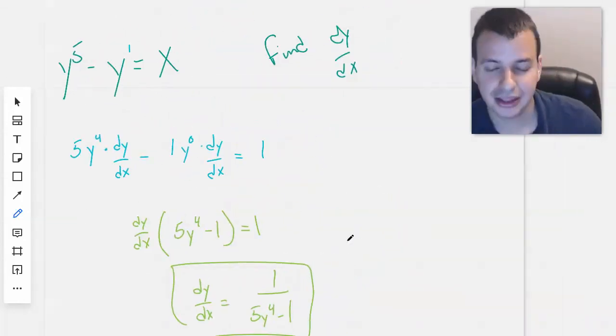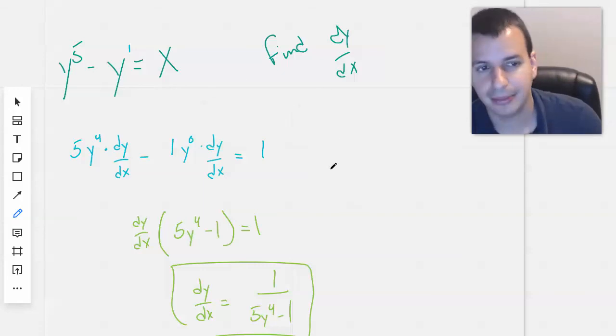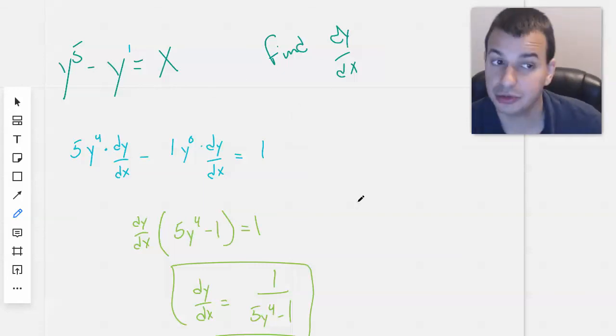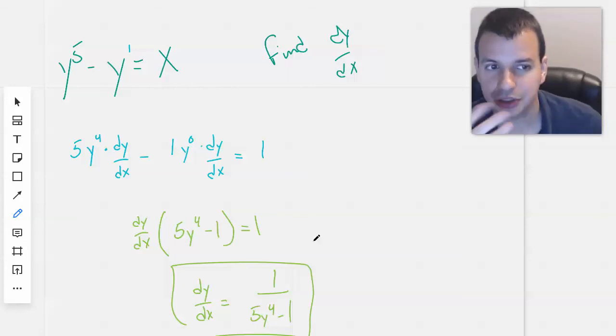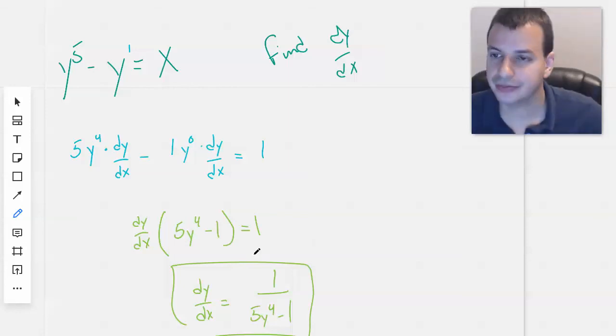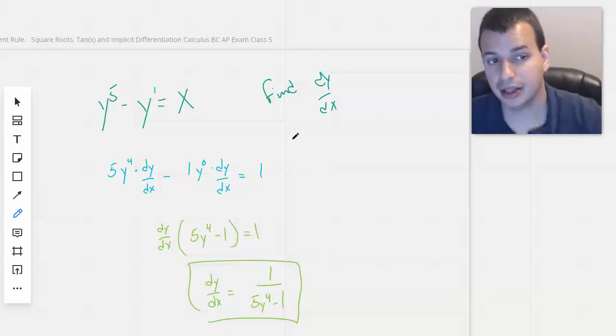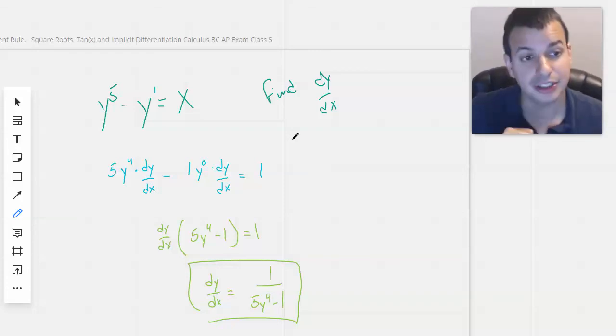Before, when we had our previous example, we could solve for y and then plug it back in. Sometimes you can do that. Sometimes you want to do that. Sometimes you don't. And so it all depends on which situation, how you want to use this. So if this question is find dy dx, then it's like, okay, bam, dy dx.